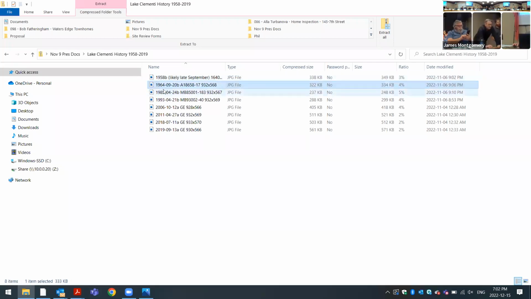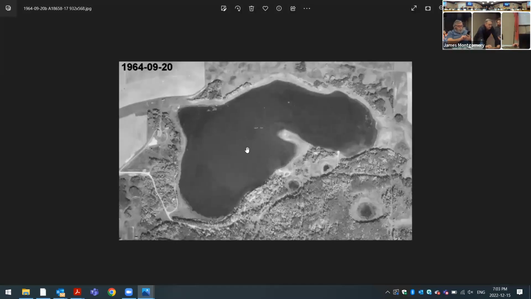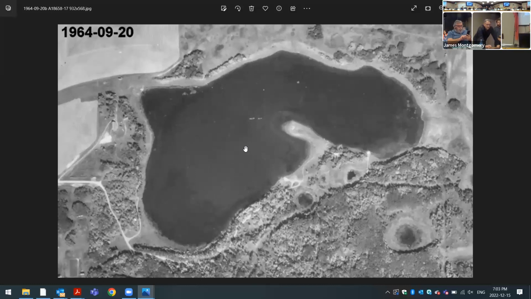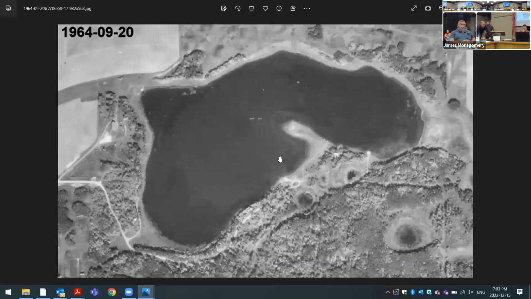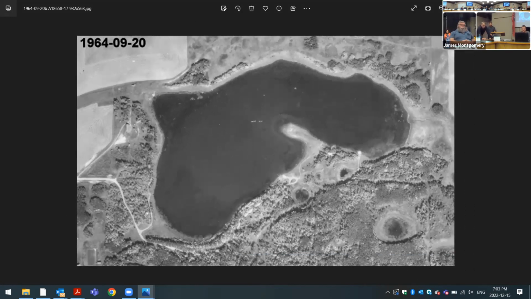In 1964, the water level has fluctuated again. The lake is a little bit higher in 1964, but we have seen a little bit of construction happening right here. So the house was built between 58 and 64, the phase one of the house, not the addition. And there is a drain over here that's not worked in the field, but it's not used.